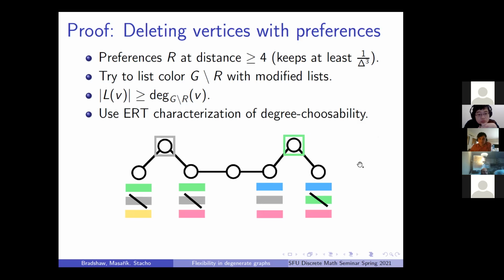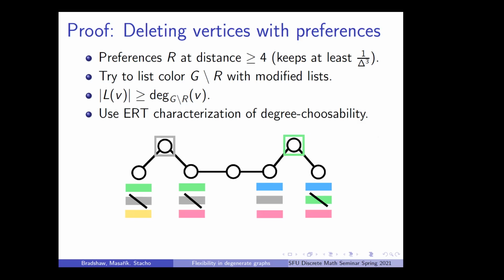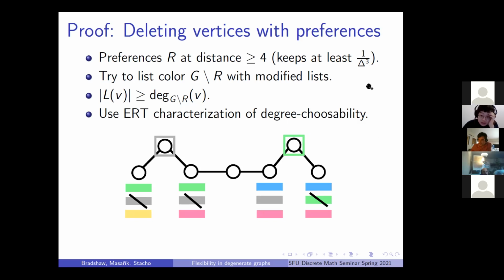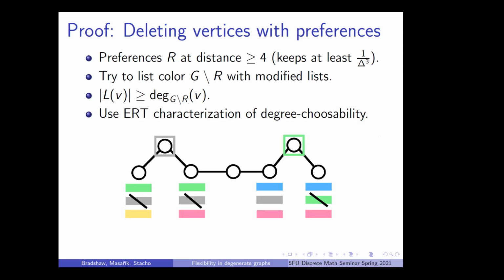And since we're working with graphs of bounded degree, we can always take a subset of vertices with coloring preferences that also have mutual distance of at least 4, in such a way that we keep at least a fraction of 1 over delta cubed of our original number of coloring preferences. And since our goal is just to get some positive fraction of coloring preferences satisfied, we don't mind losing a factor of 1 over delta cubed, because this is just some positive fraction.